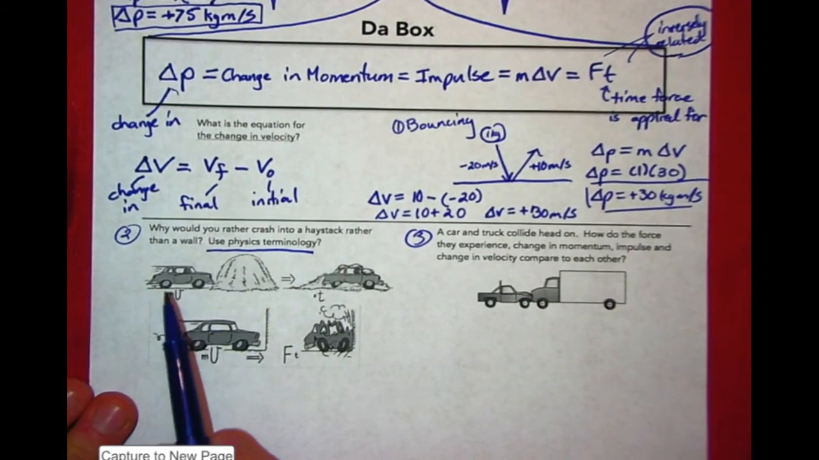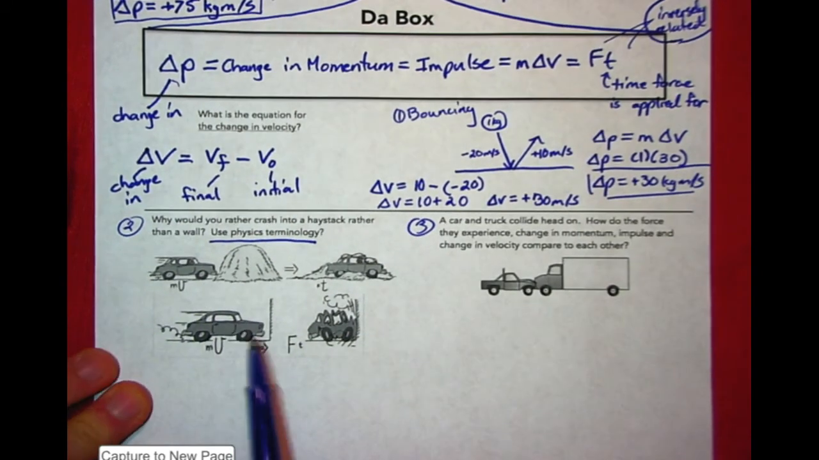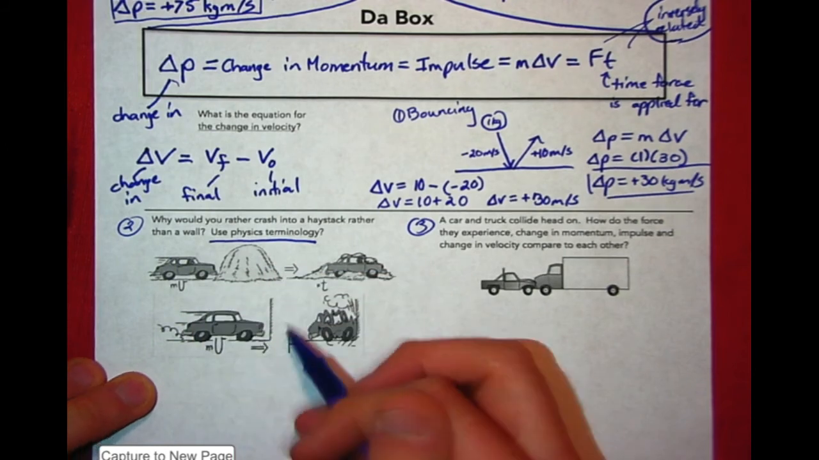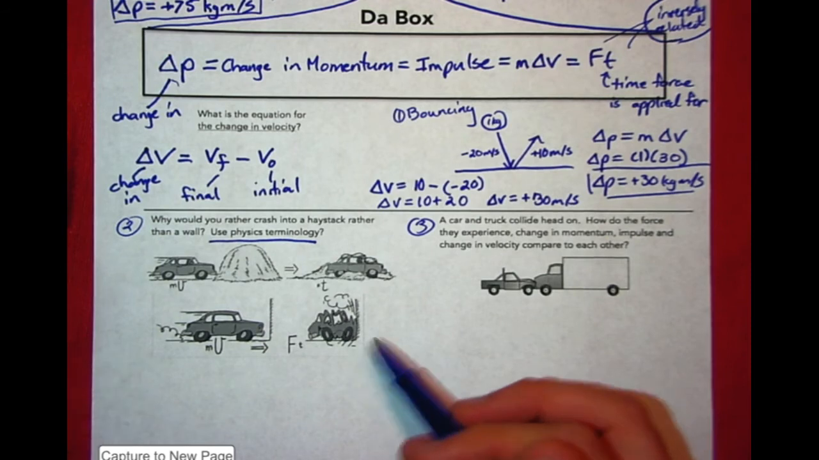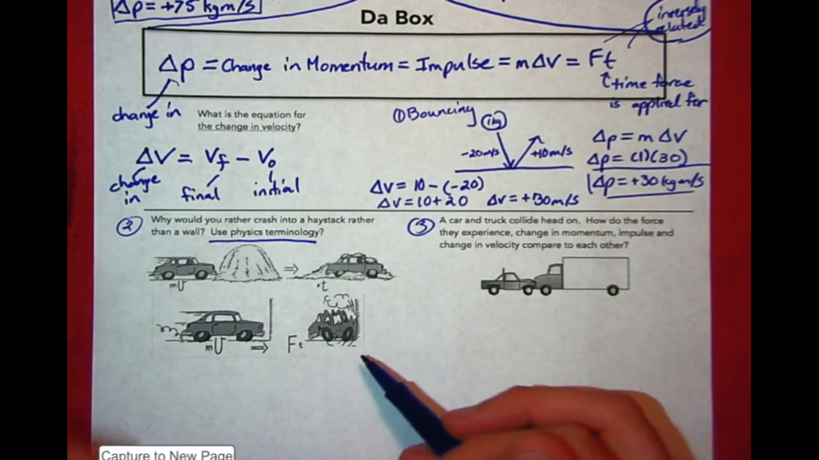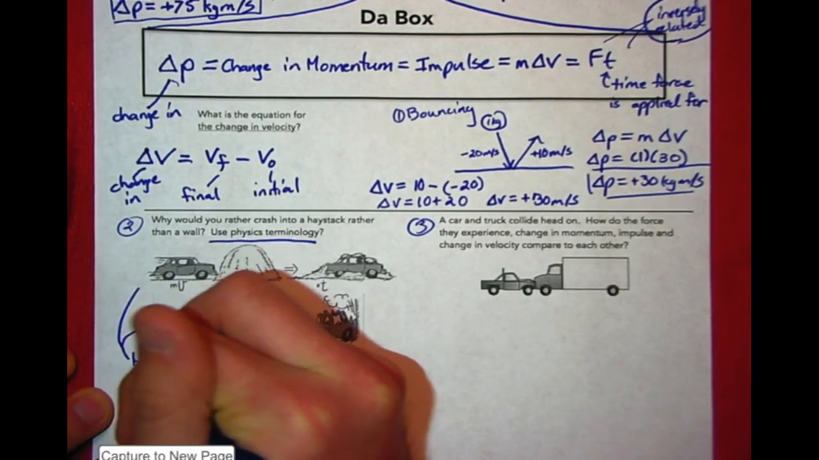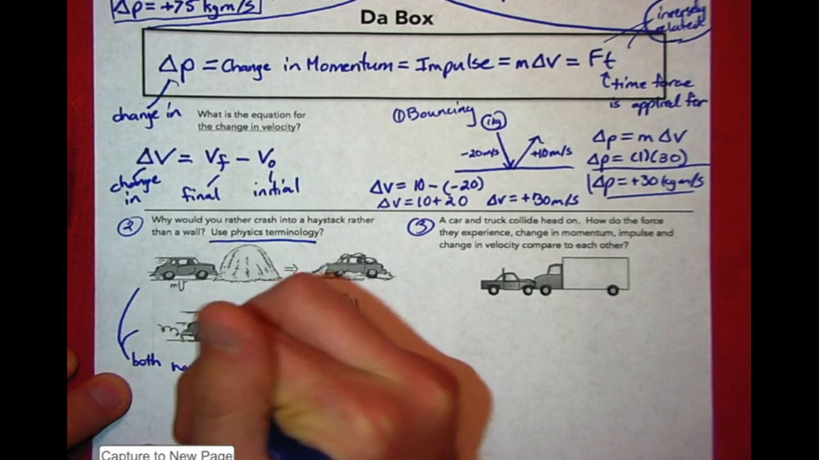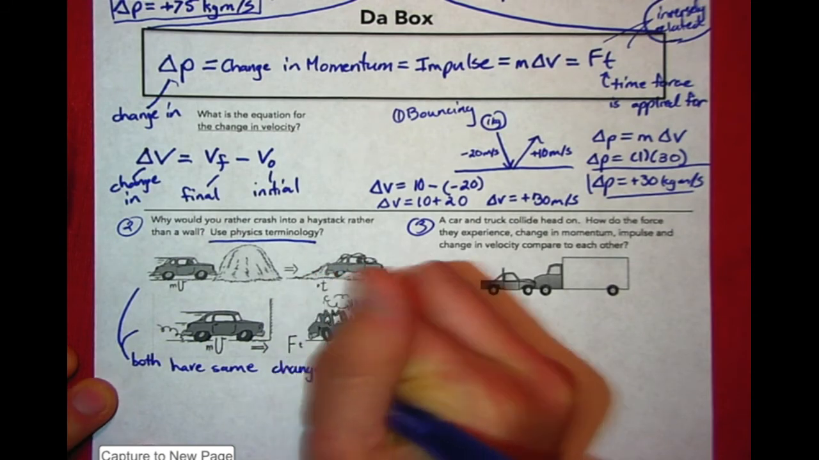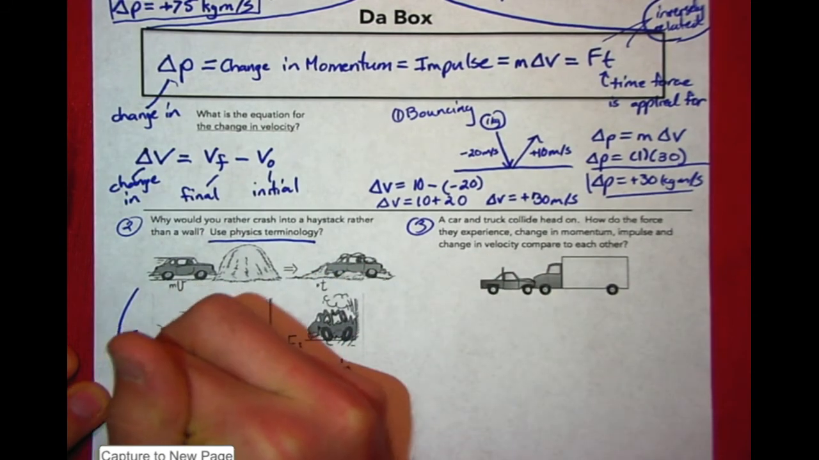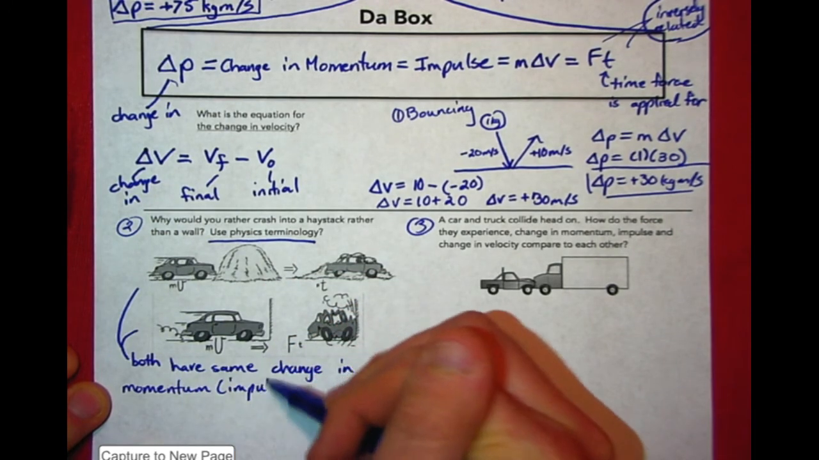And so here we have a car, and let's say it's the same car, going at the same velocity. And if that's the case, whether you hit the haystack or you hit the wall, you're going to have that same change in velocity, going to 0 meters per second. So interestingly, both scenarios have the same change in momentum. Another word for change in momentum is going to be impulse.